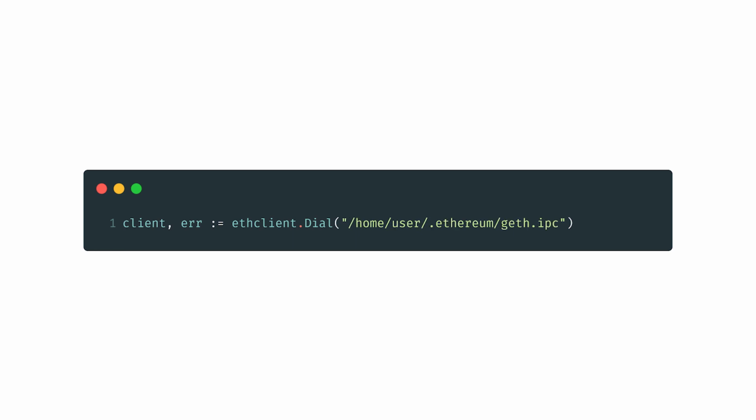If you prefer to run your own node, you can connect via IPC to your node running on your local machine. You can also connect to a test node using something like Ganache.